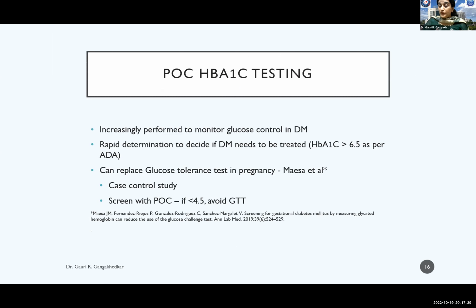Now, point of care HbA1c is a test that's possibly promising to revolutionize how we look at diabetes or how we look at point of care testing or sugar management in general. It is being increasingly performed to monitor glucose control in diabetic patients. So it would help you to rapidly determine whether this diabetic patient needs to be treated. So these devices are those which would flash if the HbA1c is more than 6.5.